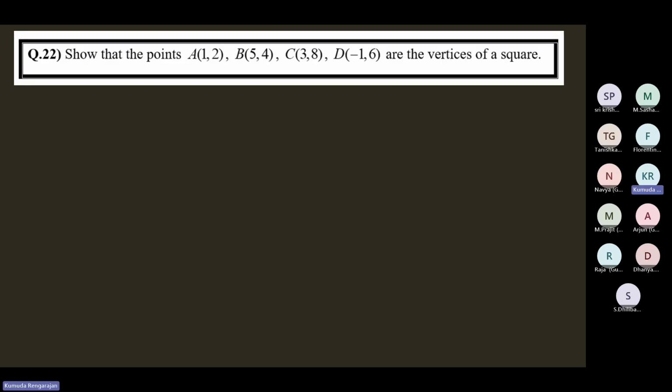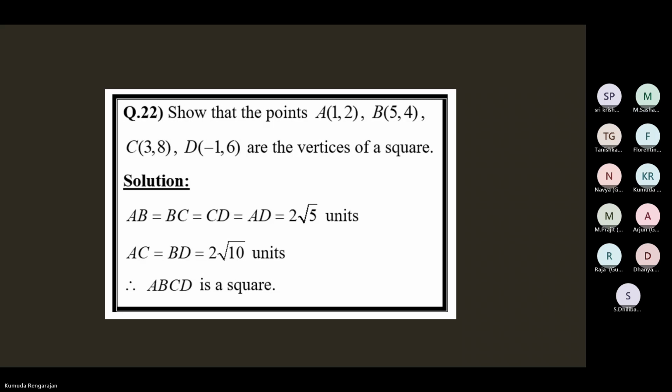What about the area of the square? It is not tasked to find the area of the square. Oh, I'm so sorry. I didn't notice that. Show that the points are the vertices of a square. Okay. So that means all the sides must be equal. What's the length of each side? 2 root 5. Correct.